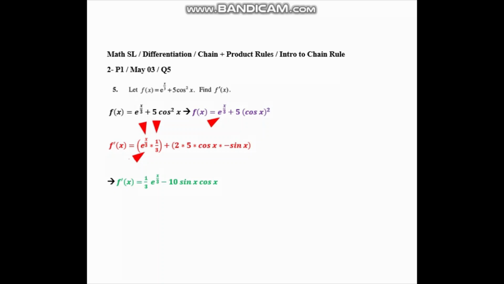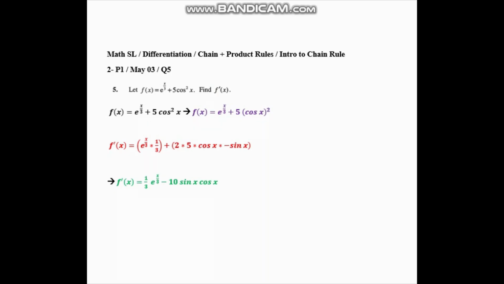If I have two terms separated by a plus or minus sign, I can treat them as independent problems. So I'm just going to differentiate e to the power of x over 3 alone, then add the plus sign, then differentiate the second term, 5 times cosine of x all squared.